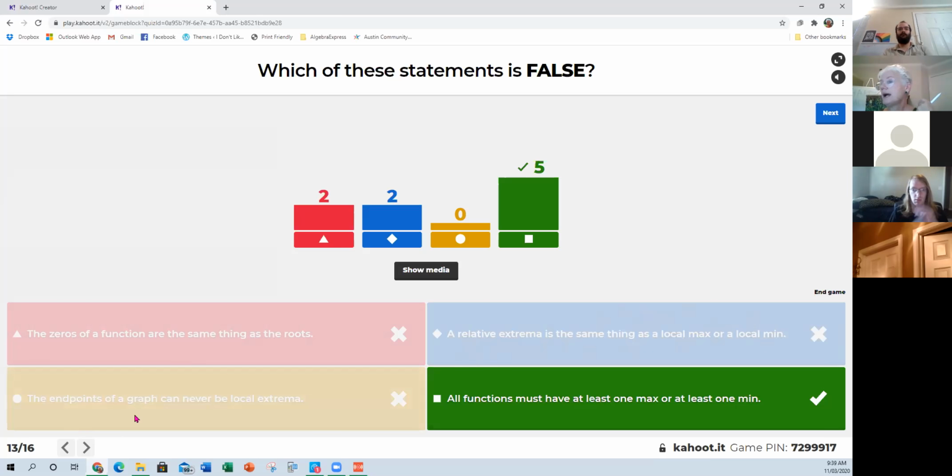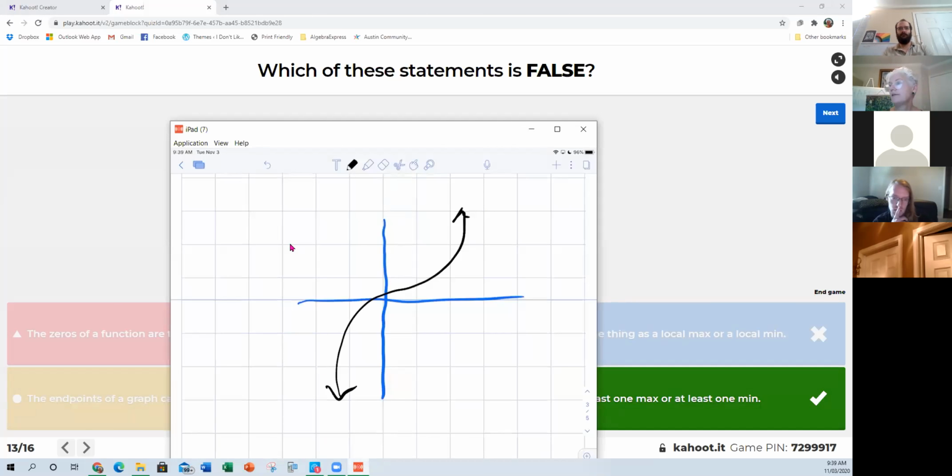The endpoints of a graph can never be local. Local max, local min can never be the endpoints of a graph. Now the absolute max or min can be, but not local. And finally, all functions must have at least one max or at least one min, and that is not true, because let's say you have something that looks like this. That doesn't have a maximum or a minimum. It just goes infinitely in both directions.